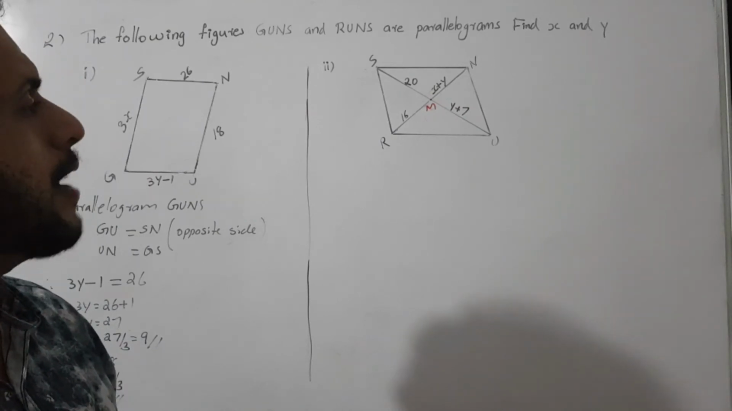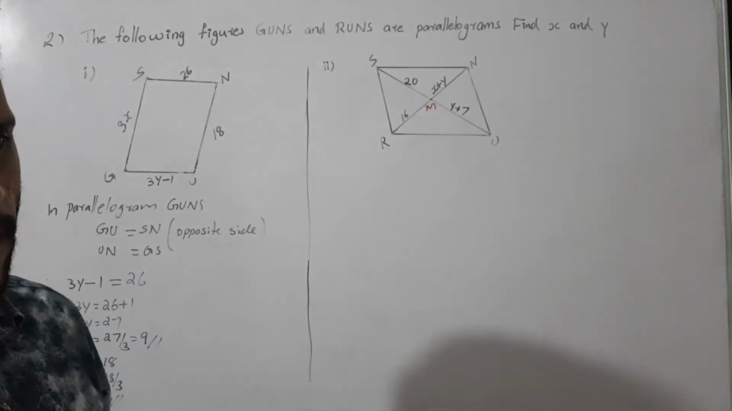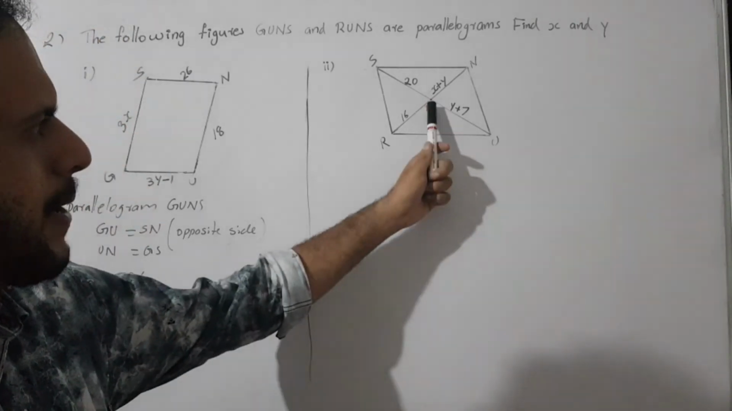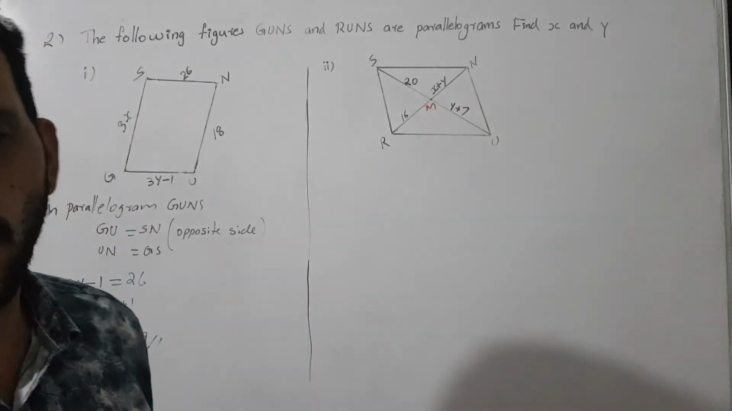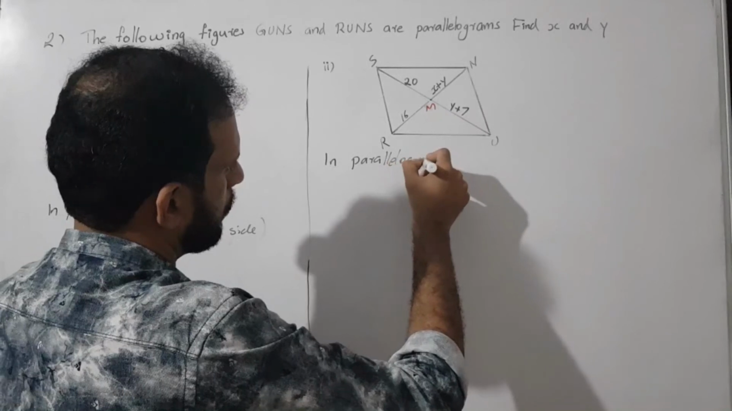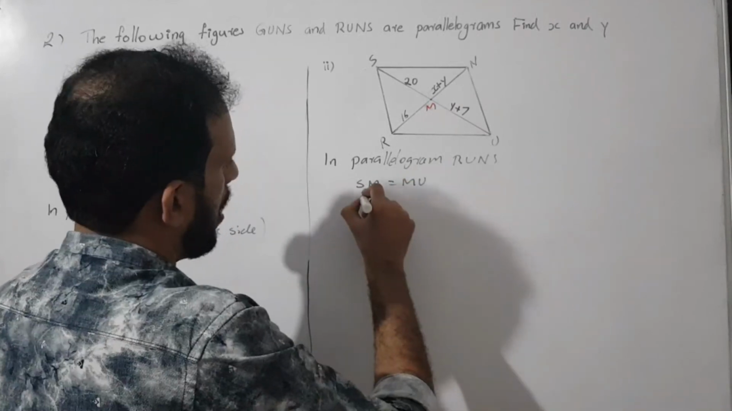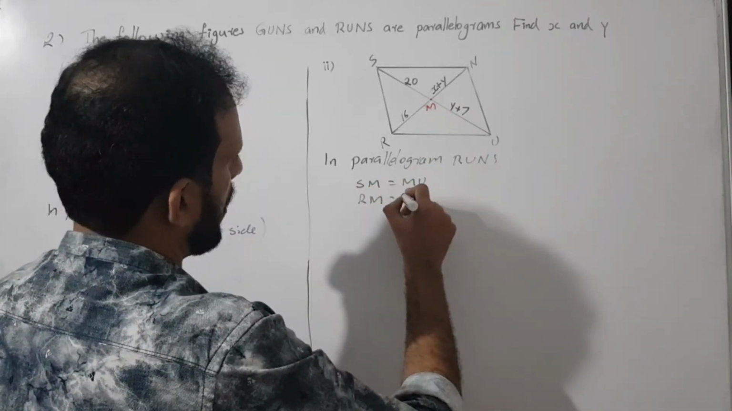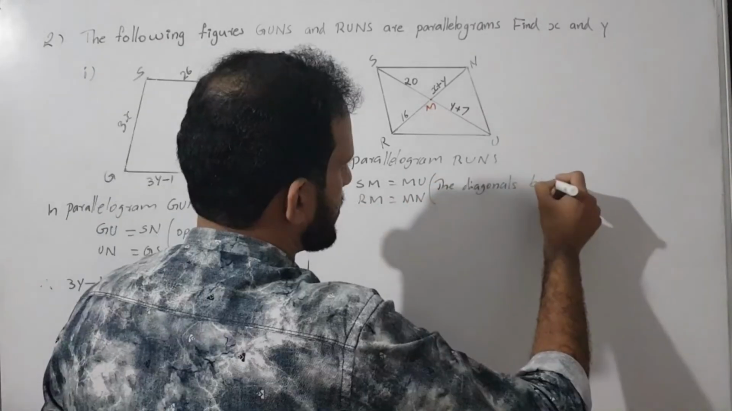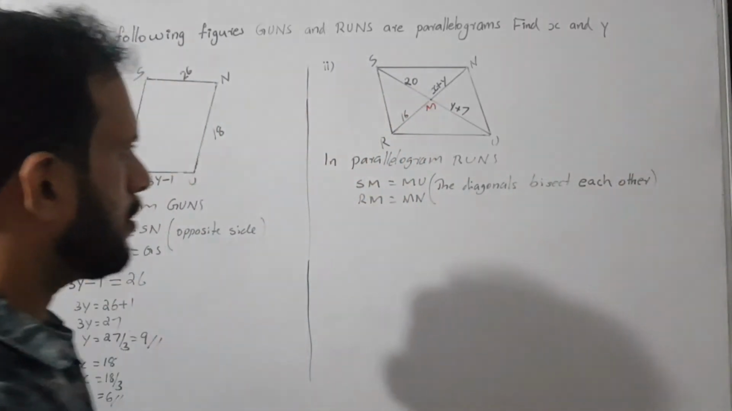Okay, we got it. Why do we apply it like this? Because the property is that the diagonals bisect each other. So we start like this in the parallelogram: SM is equal to MU, RM is equal to MN. The diagonals bisect each other.